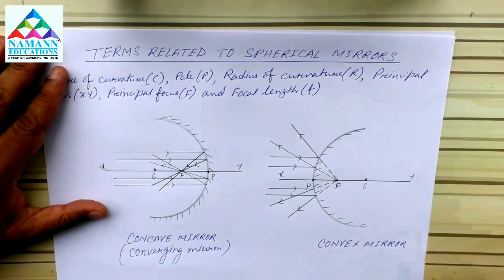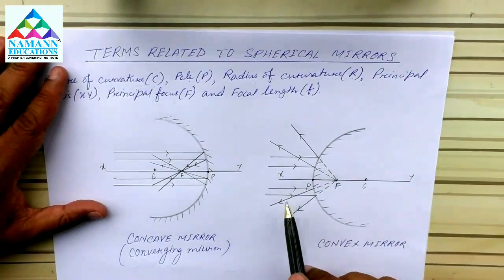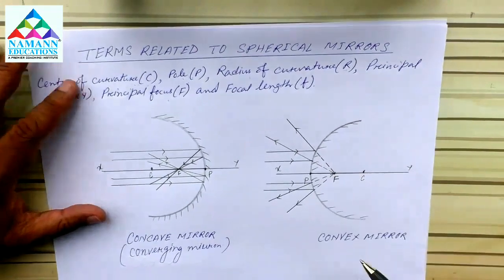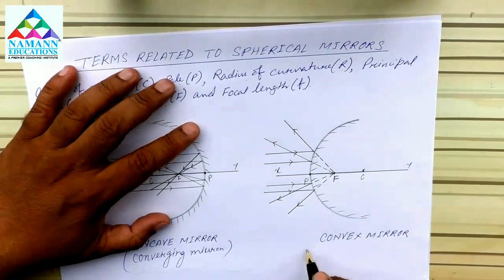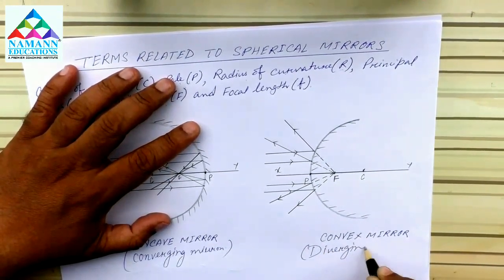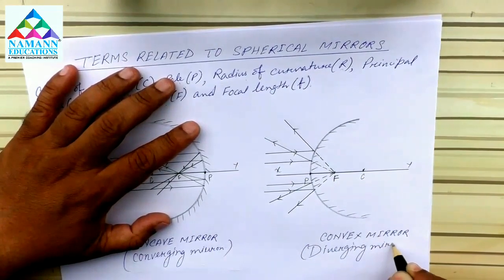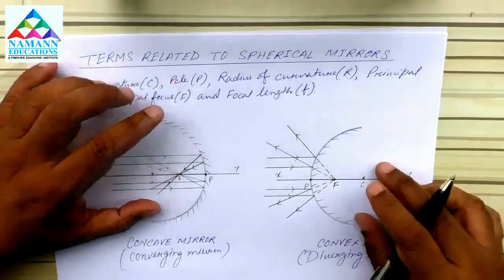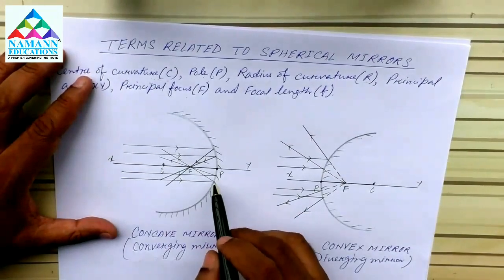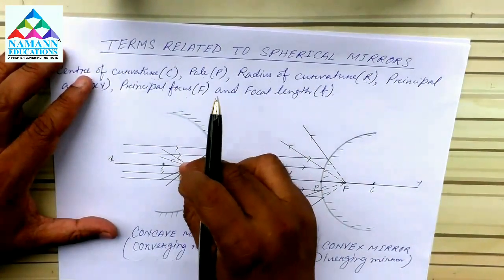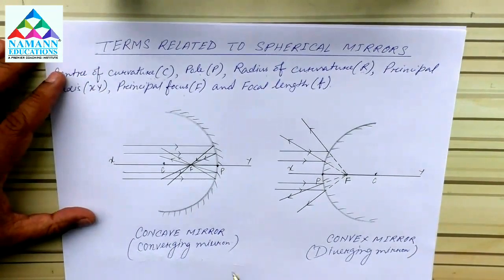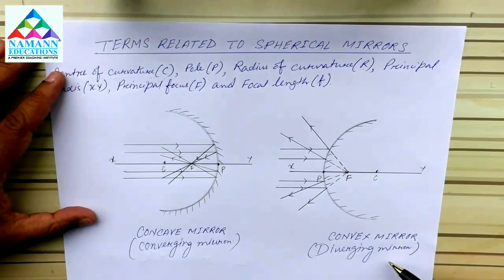And if you look at this diagram, after reflection the light rays appear to diverge from a point on the principal axis, and thereby a convex mirror is also called a diverging mirror, because light rays after reflection are diverging from a point, and here in the concave mirror light rays after reflection are converging, that is, meeting at a point. So concave mirror is also called converging mirror, convex mirror is also called diverging mirror.